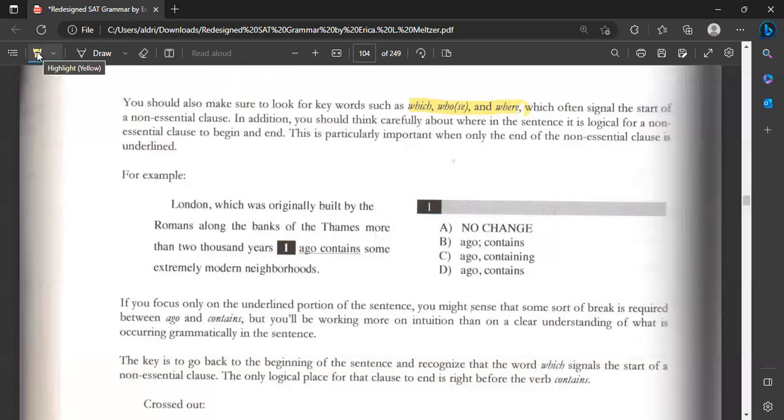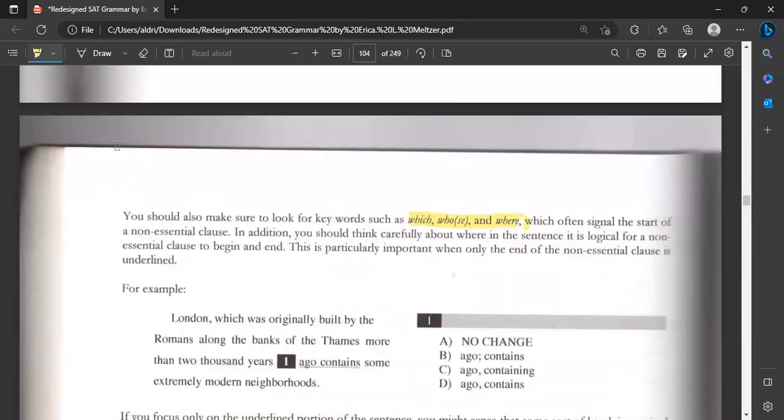Okay, we're going to look at an example right away. Let me take this up a little bit. I want you guys to quickly look at this, and let me know what you think the answer is. The example that's beginning with London. London, which was originally built by the Romans along the banks of the Thames, I'm not sure how to pronounce that, more than 2,000 years ago, contains some extremely modern neighborhoods.